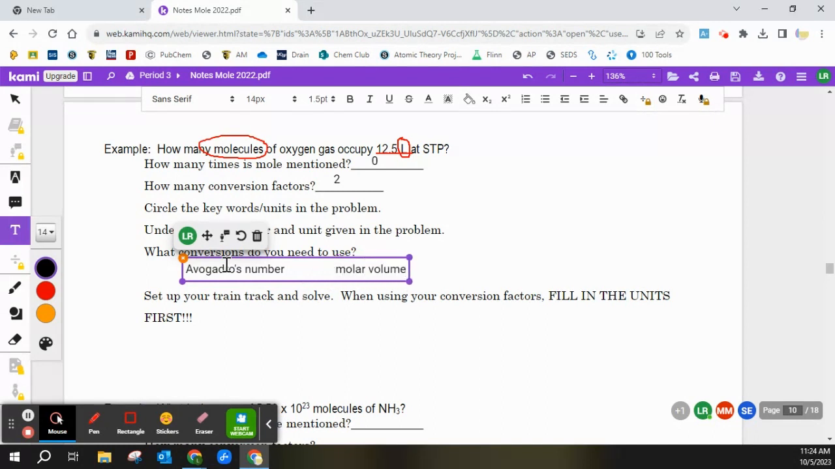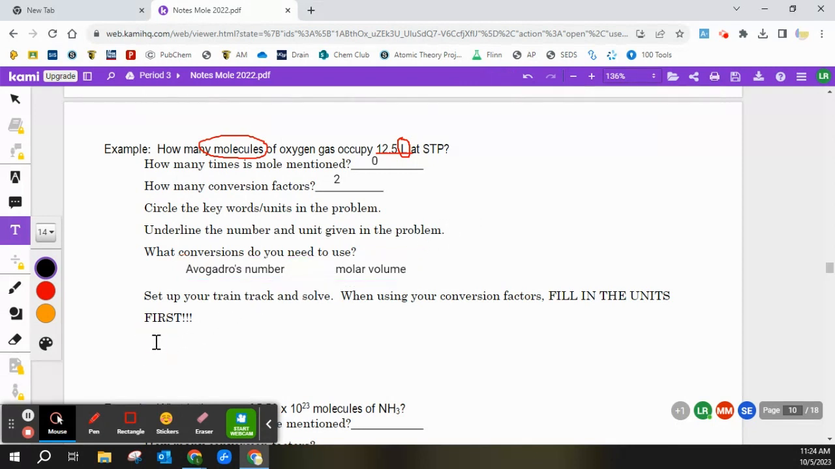That's it. I don't need a molar mass. I don't need to know even that we're dealing with oxygen. I just need to know that it's a gas and it's at STP. But I don't need to get that molar mass because Avogadro's number and molar volume are independent of identity. Now I'm ready to set up my train tracks.